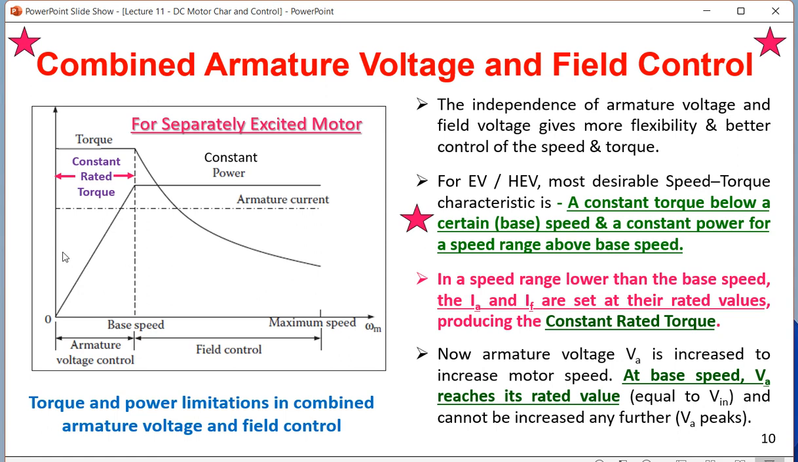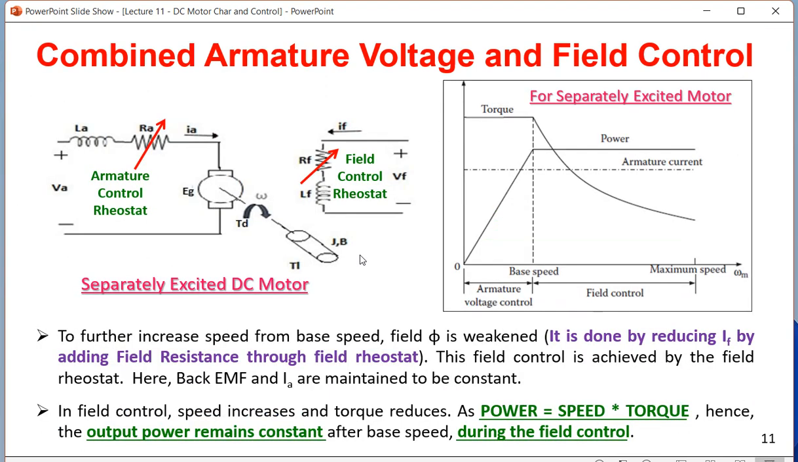So you are increasing the armature current, decreasing the armature something, but you are only doing armature voltage control. That means you are increasing the voltage of the armature so that the torque remains constant. And after the base speed, you have to use field control. Field control means you have to control the field in such a way that the speed of the motor will increase. How is it done? This is explained in this circuit and in the next circuit.